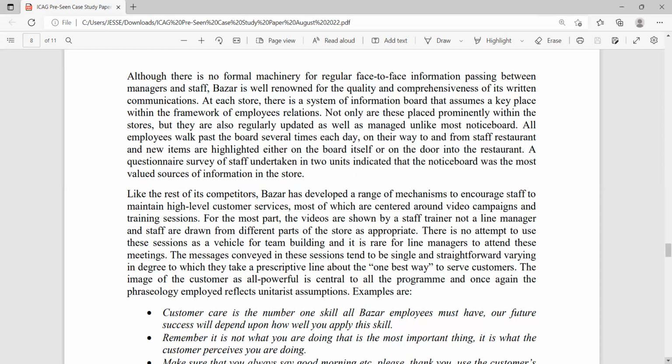So as I've mentioned, please brush up on communication methods, formal and informal communication. The grapevine, you need to know what the grapevine is. I've already explained that.